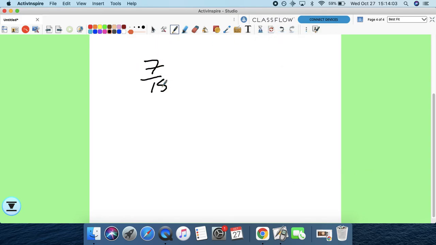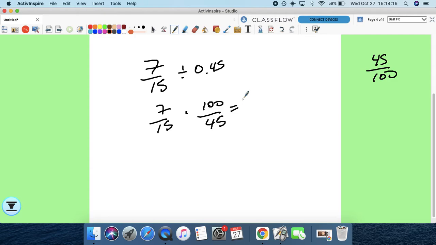7 over 15 divided by 0.45, again 7 over 15, and I'm going to change that to a fraction, so it becomes 45 over 100, which we're going to use a reciprocal. Can we simplify? Yes, we can. Divided by 5 is 3, divided by 5 is 20, divided by 5 is 4, divided by 5 is 9, and I think that's it. 7 times 4 is 28, 3 times 9 is 27, so this is 1 over 27.